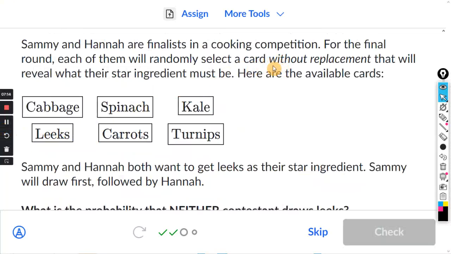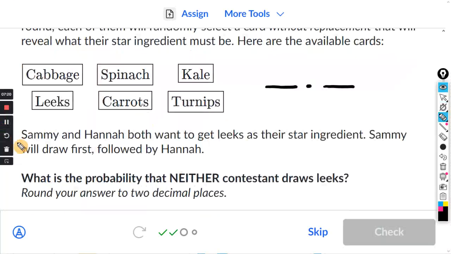Okay, remember that it said without replacement, so you are not putting the card back. All right, so Sammy draws first, so the first fraction will be for Sammy. And then Hannah draws second, so the second fraction will be for Hannah. All right, and they said you're not putting it back. And they want the probability that neither draws leeks.